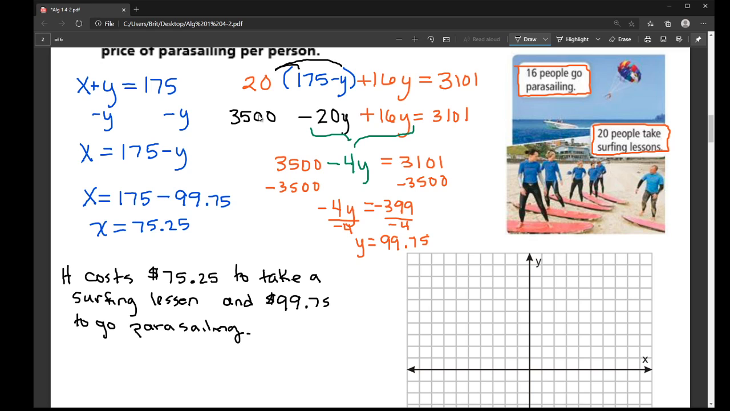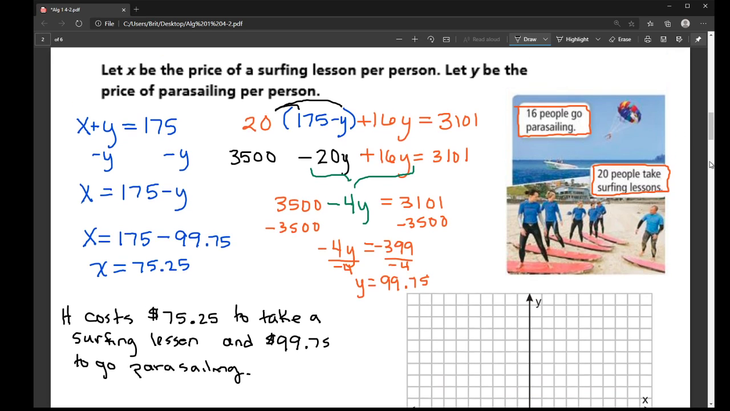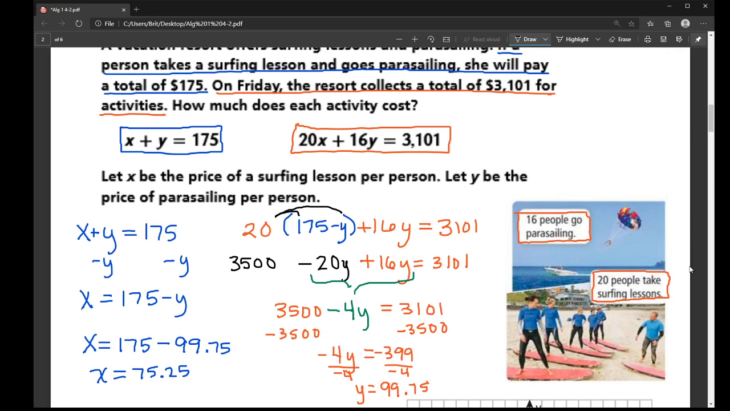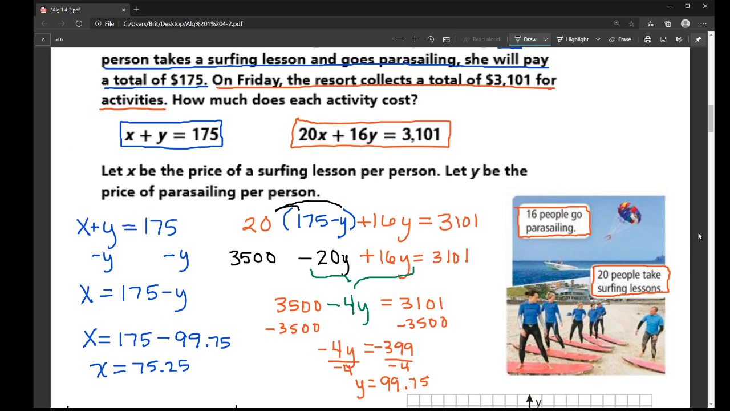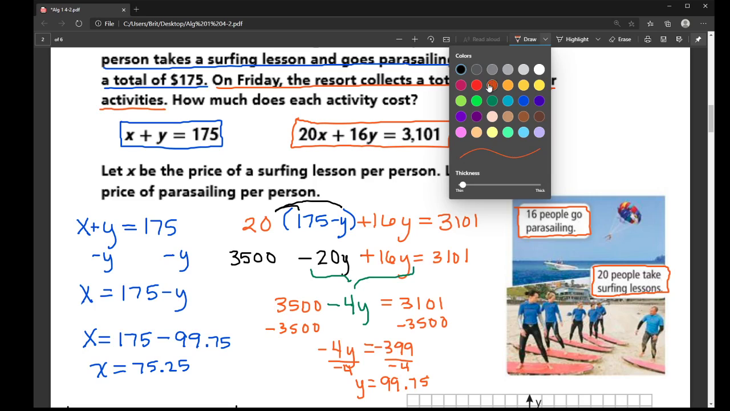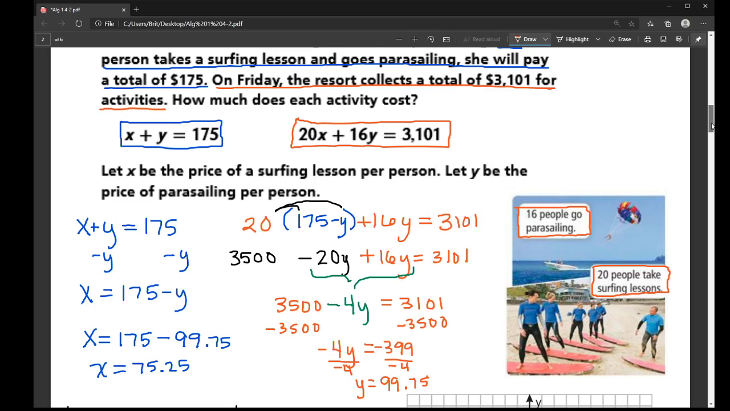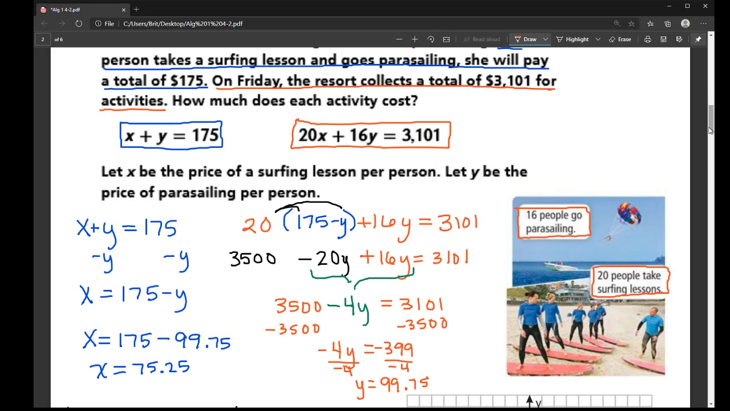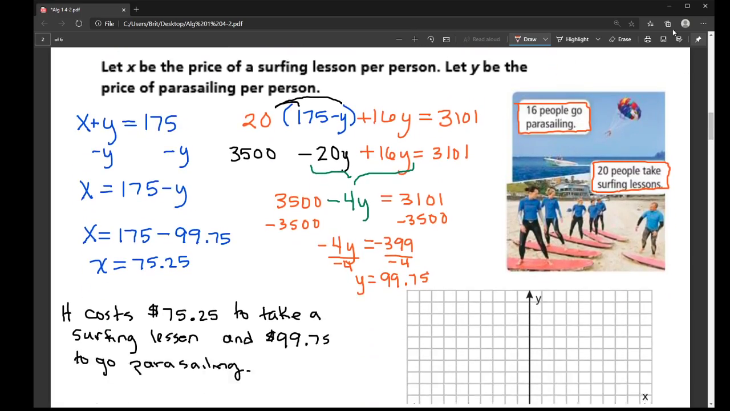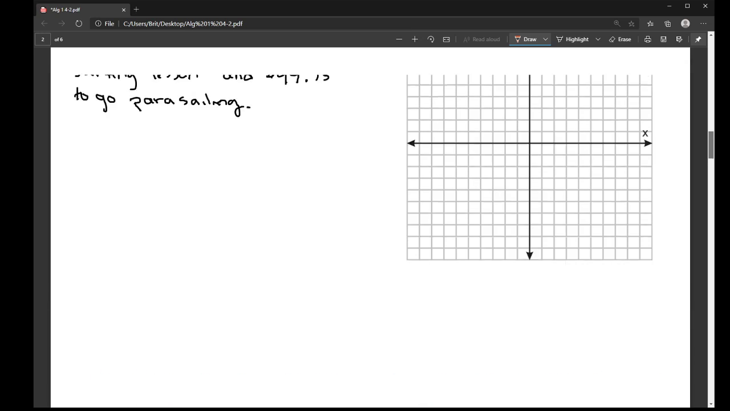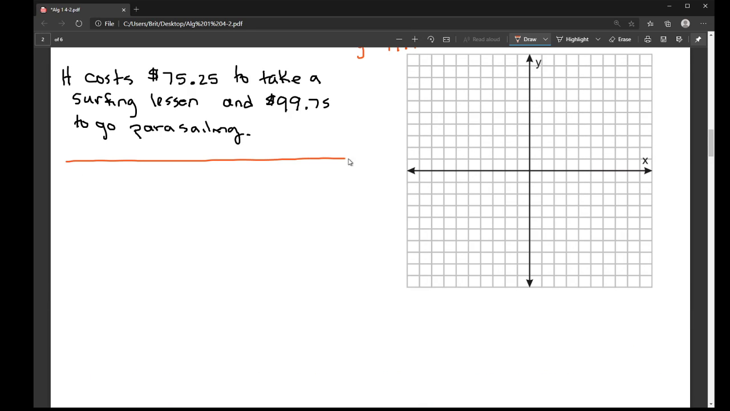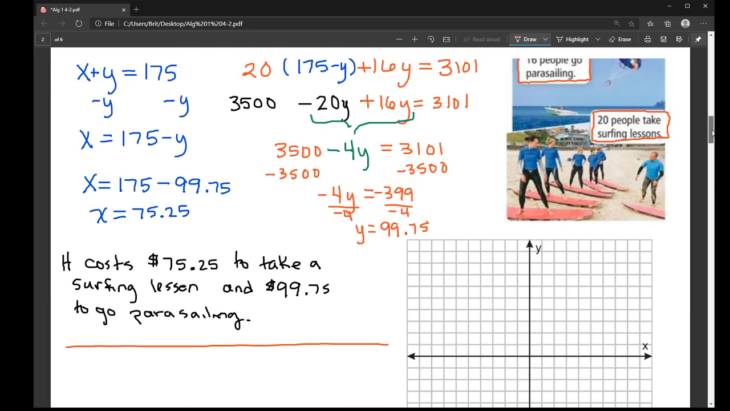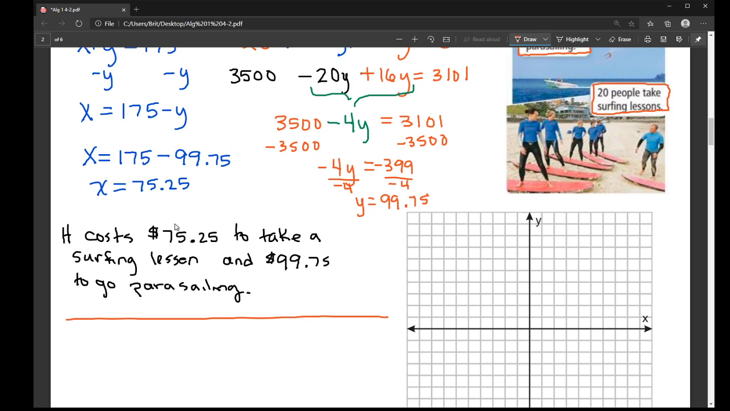Alright, so now that we've done that, now we're going to compare this to the graphing method. So I'm actually going to start with the orange equation just because it has the bigger values that I need to deal with. Okay? I'm going to write the orange equation down here just so that I can remember it. So I have 20x plus 16y equals 3101.